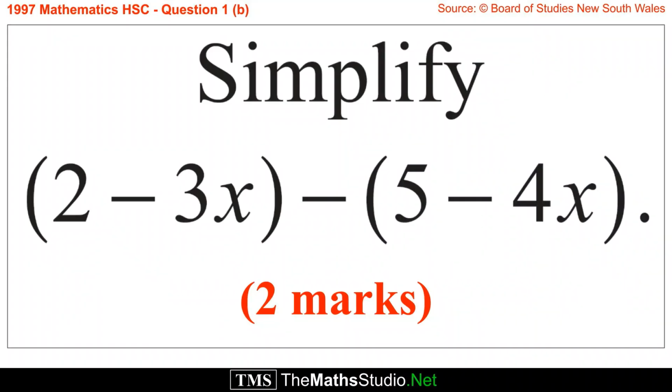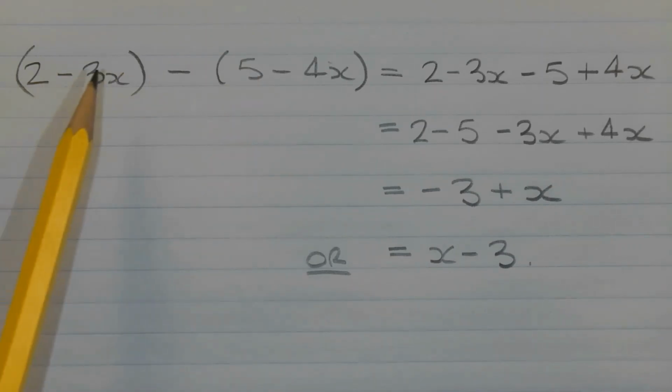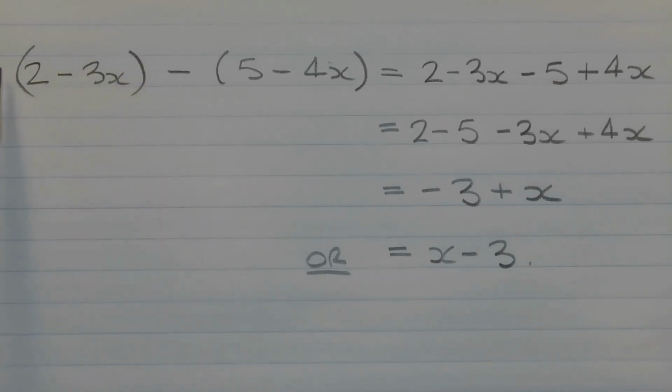Question 1, Part B. Simplify 2 minus 3x in brackets minus 5 minus 4x in brackets. We'll start by expanding both sets of brackets. Now consider the first set of brackets around the 2 minus 3x. Because it's the first set of brackets and there's nothing in front of the brackets, all we need to do is just remove the brackets. So we just have 2 minus 3x.